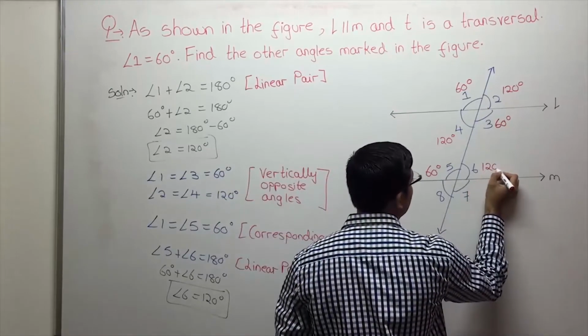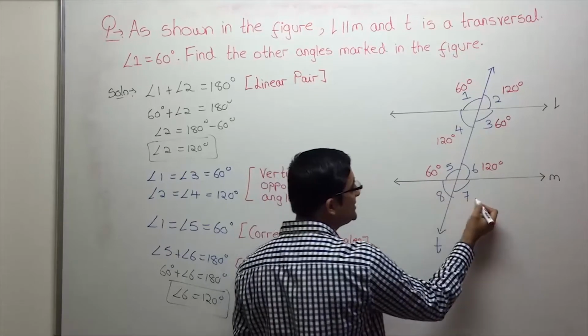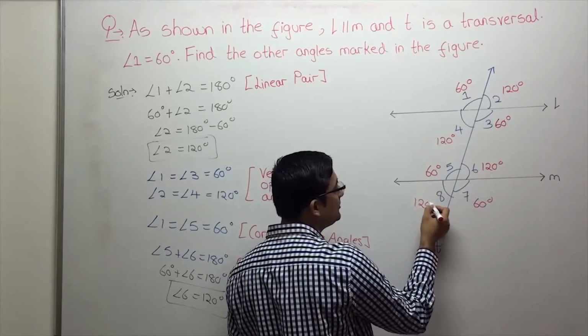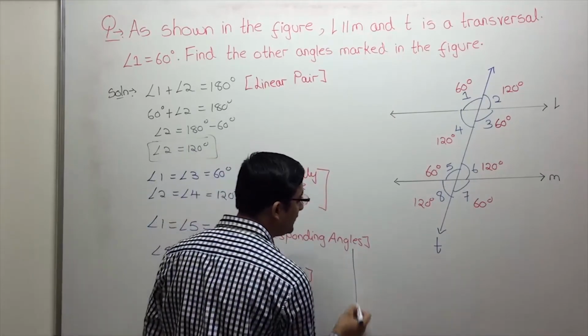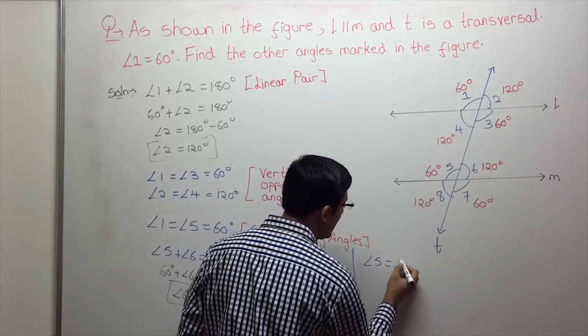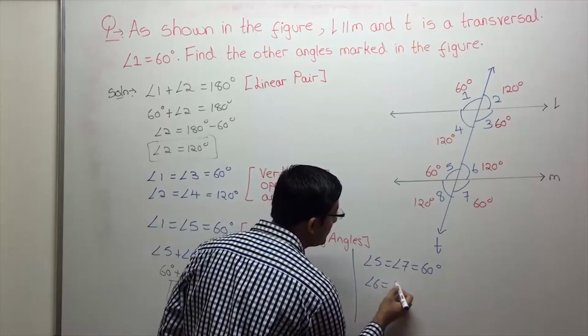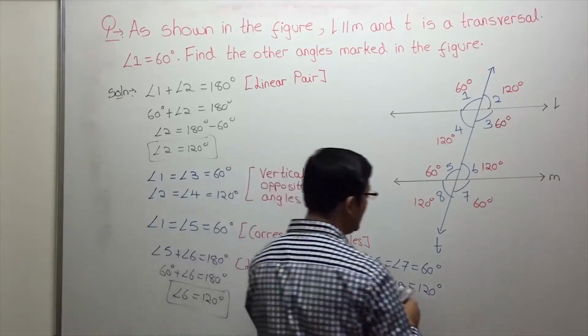Now vertically opposite angles, 5 and 7 are vertically opposite. So if this is 60, this will also be 60. If this is 120, this will also be 120. Why? Vertically opposite angles. So I'll write it over here. Angle 5 is equal to angle 7 is equal to 60 degrees. Angle 6 is equal to angle 8, 120 degrees. Why? Bracket vertically opposite angles.